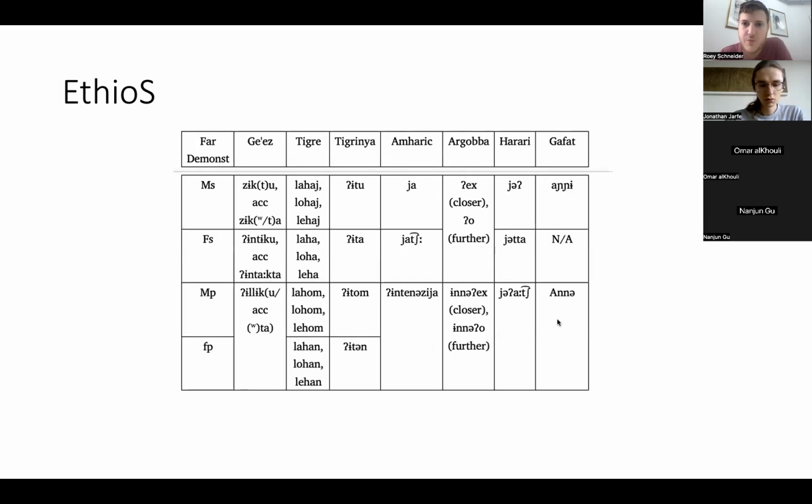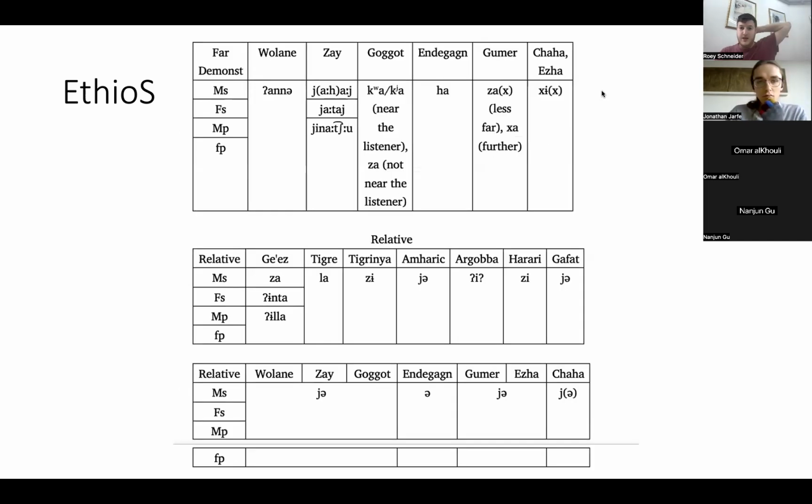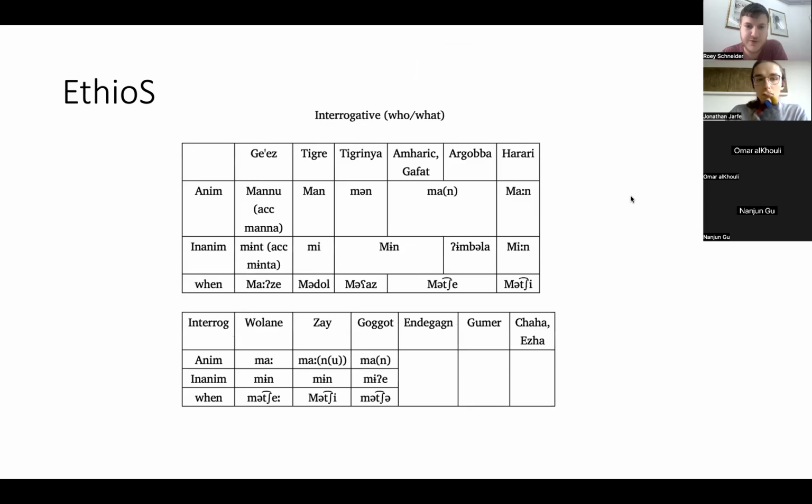Yep. We will have a forced break in about a minute and a half. And these are the far demonstratives, also very, very different among the different languages. Argobba and Amharic. No, Argobba has this kh, which comes from the k, but all the other languages don't have a k at all anymore in these demonstratives. And yeah, the relative pronouns, but we can go past this. And the interrogative, you can see that this is pretty much the same in the different languages.